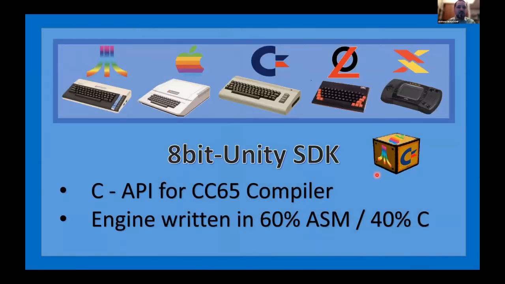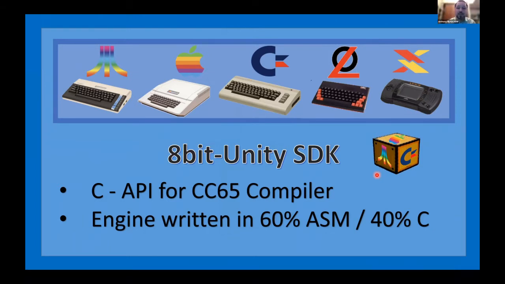So seeing the difficulty to implement games piecemeal for each platform, the idea came of trying to create a simple C API for the CC65 compiler, which supports quite a lot of different platforms. And so far, I've got an engine that's written about 60% in assembly and about 40% in C. And all the time, the assembly part is growing.